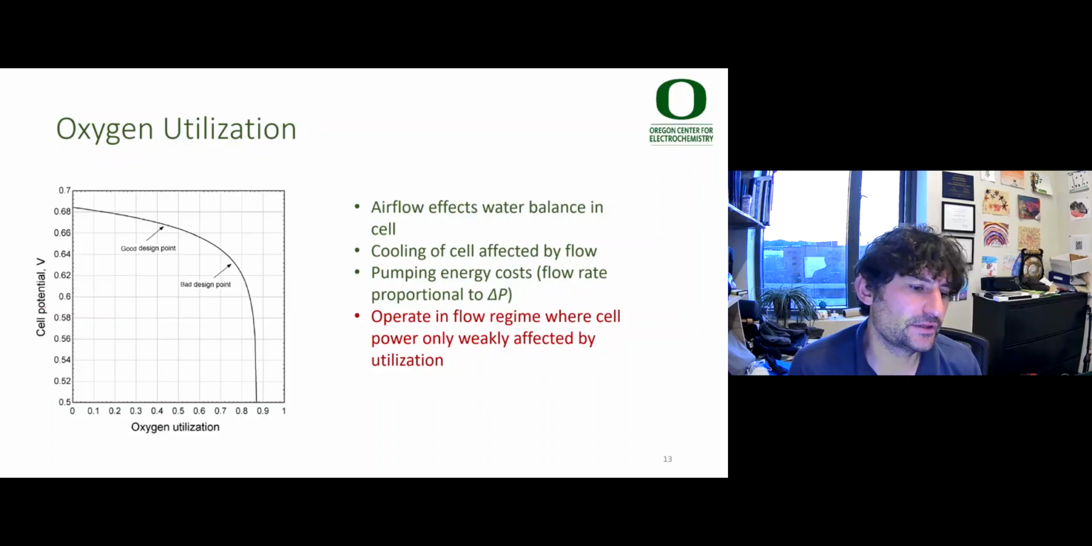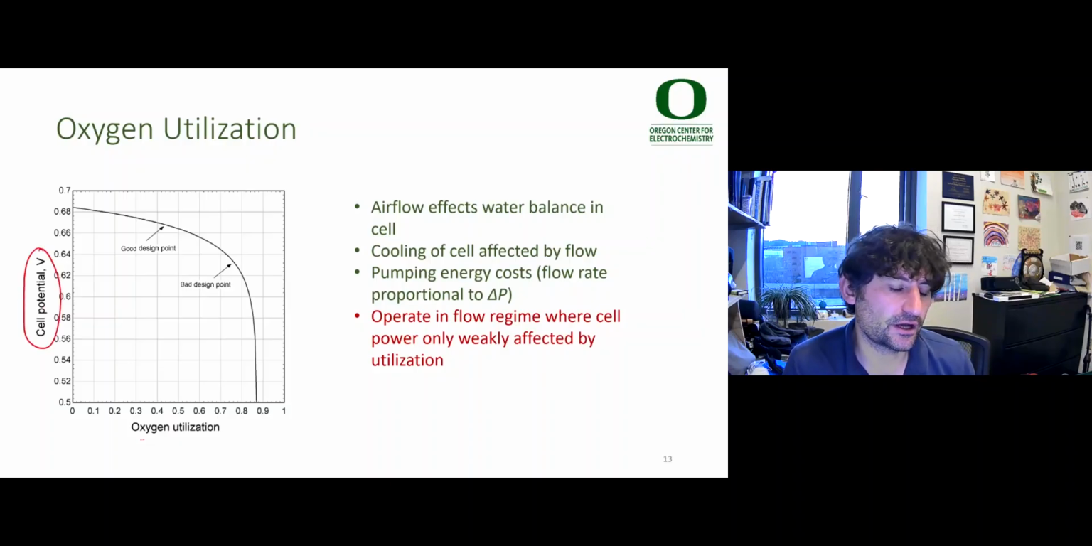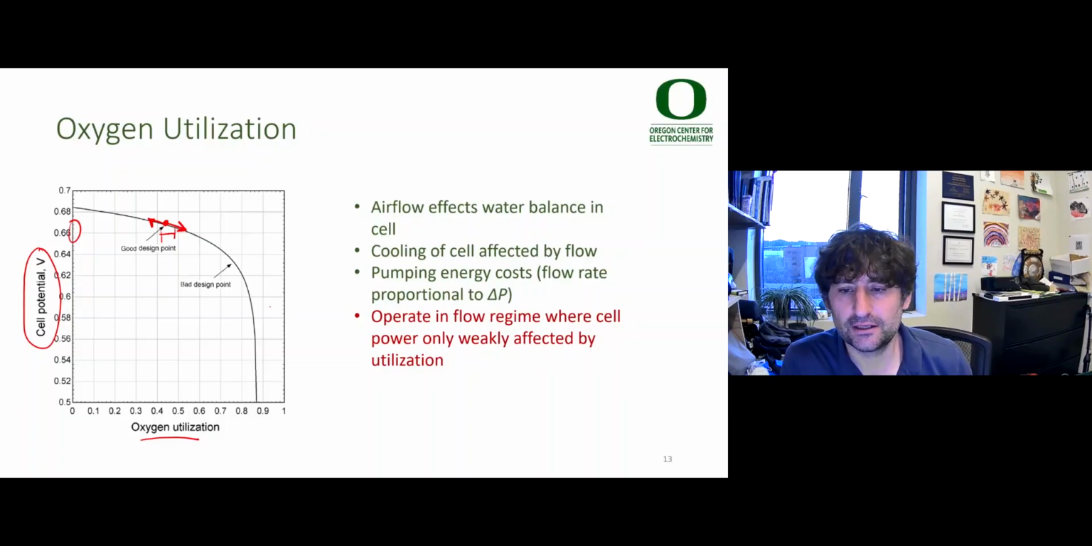Now, typically, if you think about a cell potential versus oxygen utilization curve, you want to operate somewhere here where the cell potential is a relatively weak function of utilization. And this is because it gives you some design wiggle room. You're never going to make everything identical in your fuel cell. Some of the stack components will have higher utilization than others, and you want to be operating in a regime where there's little change in the output voltage if there's some variance in the oxygen utilization due to geometric variabilities of your cell components.